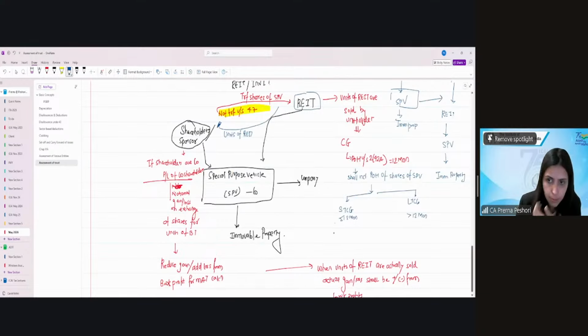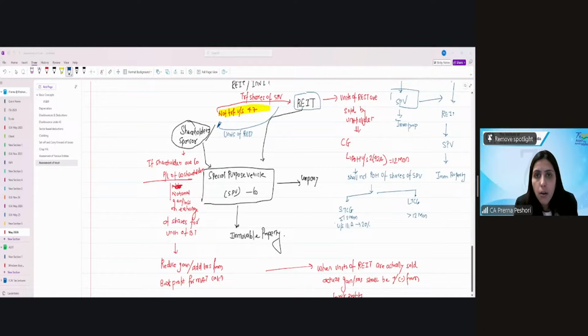20%. 20% under 111A, plus surcharge and cess, whatever applies. Clear? This will be covered under 111A because the units of the REIT are mandatorily listed. These are not unlisted. So these are listed on the stock exchange. And if you look at 111A, it covers specifically the units of the business trust.